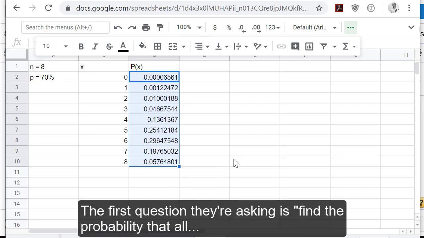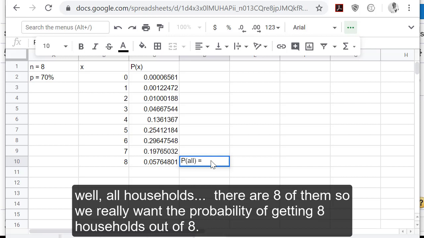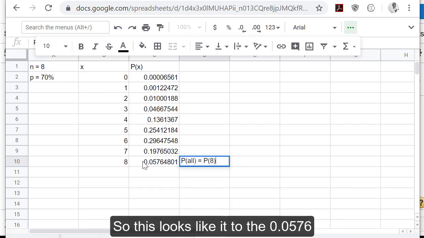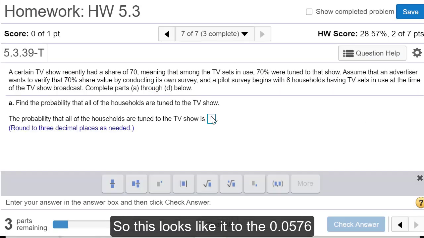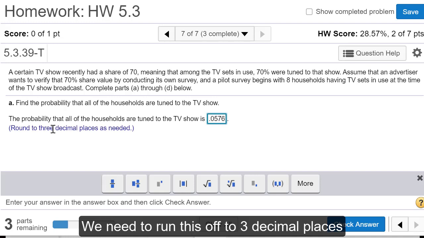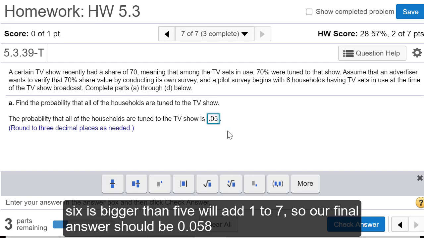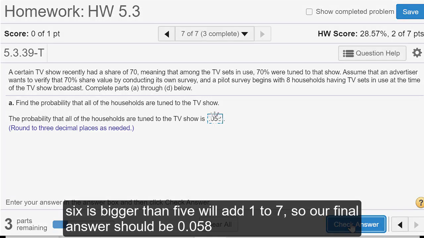The first question they're asking is to find the probability that all households, well, there's 8 of them, so we really want the probability of getting 8 households out of 8. So this looks like it's going to be 0.0576. We need to round this off to 3 decimal places, so the third decimal place is 7, and 6 is bigger than 5. We'll add 1 to 7. So our final answer should be 0.058.